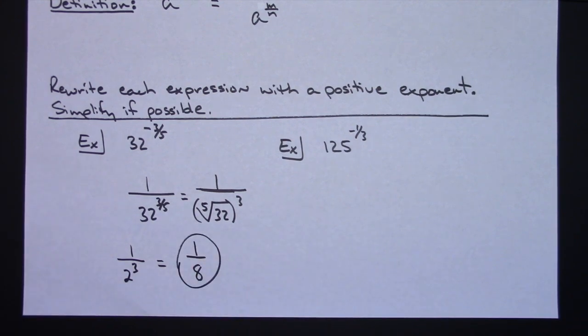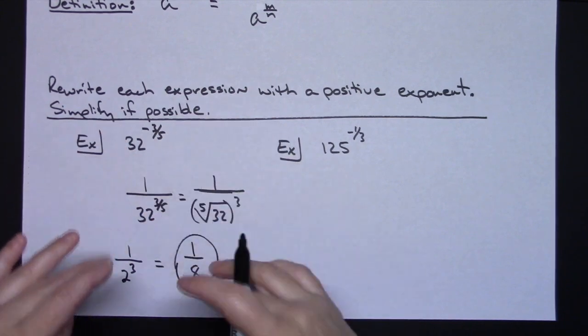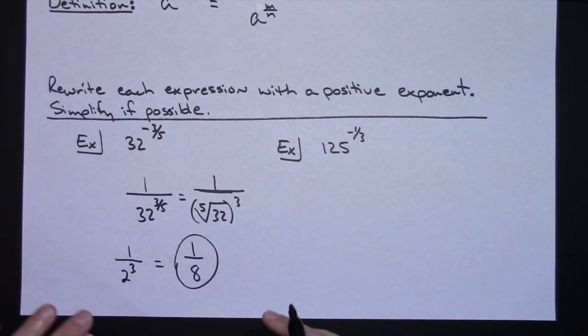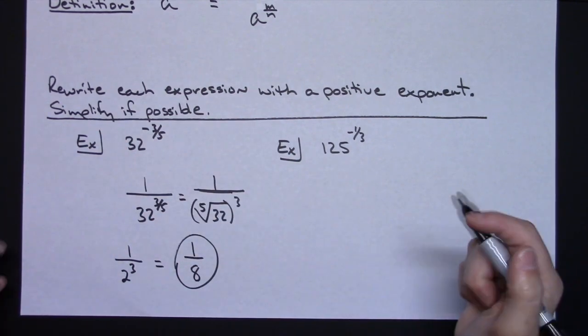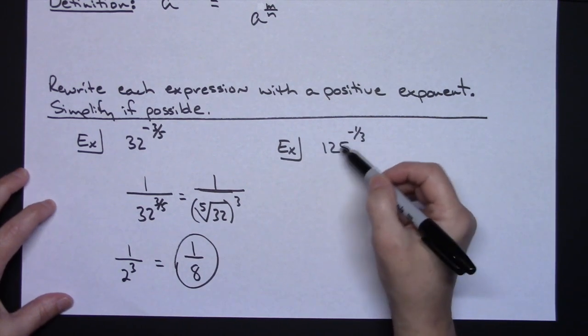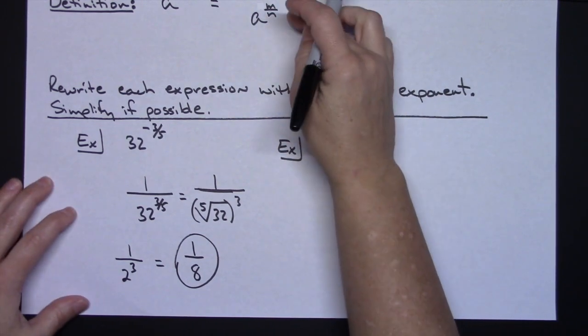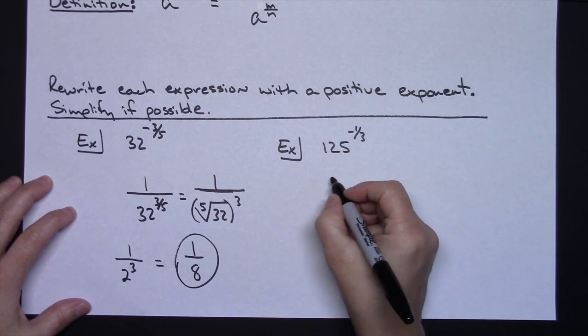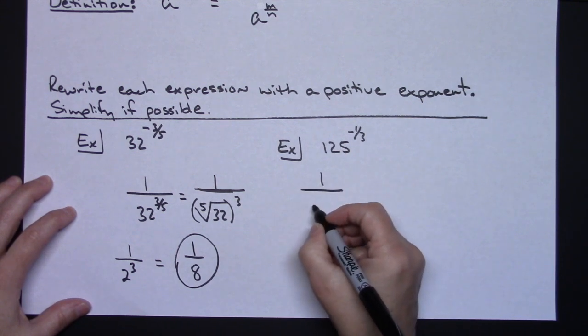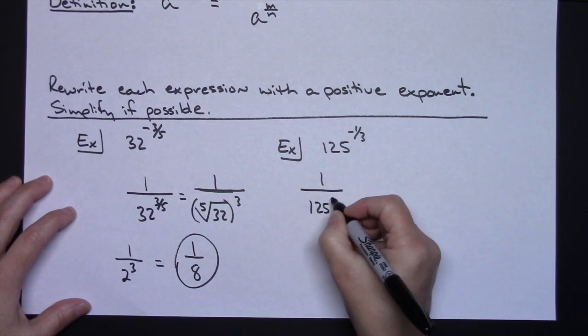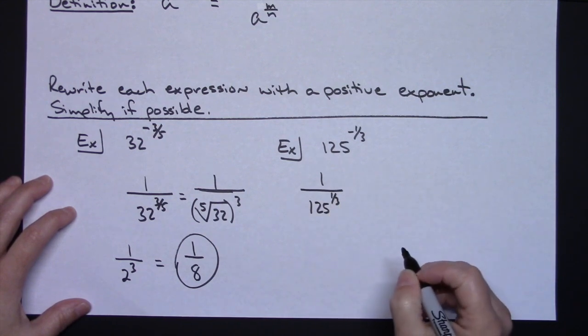So that's implementing this rule first, and then using the previous rule to simplify and go a little bit farther. Okay, so on this one, I need a positive exponent first, so I'm going to apply this rule up here first. So I'm going to go 1 over 125 to the 1/3. Makes it a positive 1/3.